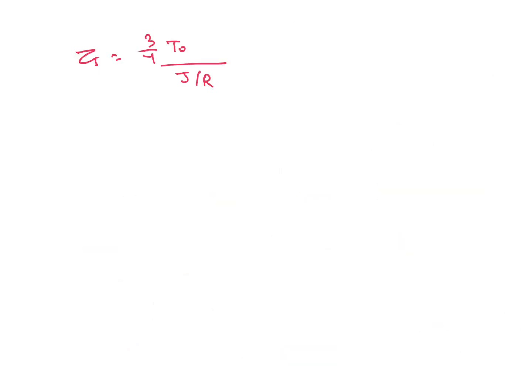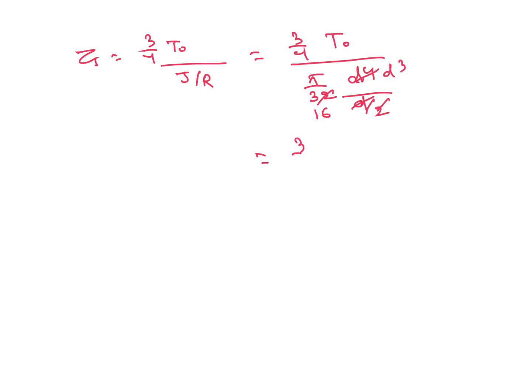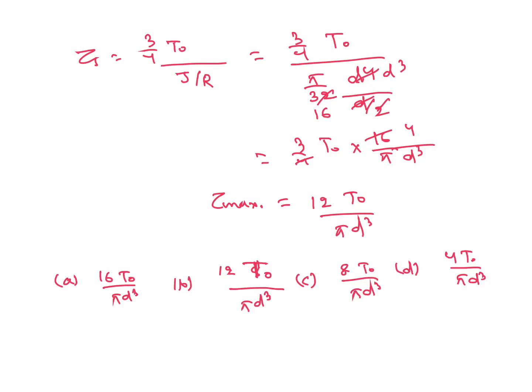3 by 4 T0 divided by J, where J is pi by 32 D to the power 4, times D by 2, which gives 16. Then 3 by 4 T0 into 16 by pi D cubed, gives 12 T0 by pi D cubed. This is the maximum value. So from the options we have to check, B is the answer.